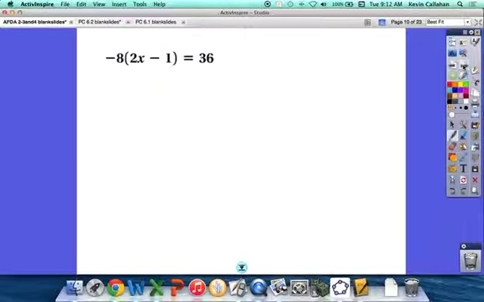Yeah, you're going to have to use the distributive property first on the left. So what is your next line going to look like? What is the negative 8 times 2x? Negative 16x. How about negative 8 times negative 1? That's a plus, right? Negative times negative makes plus. Okay, now it's a two-step equation. Let's finish this one. What should I do next? Subtract 8.